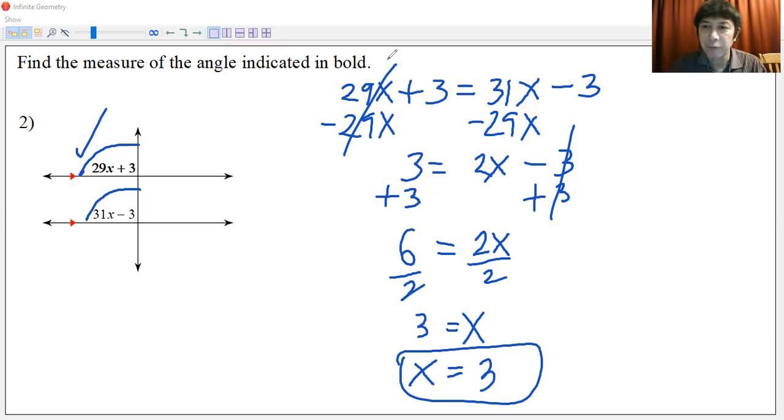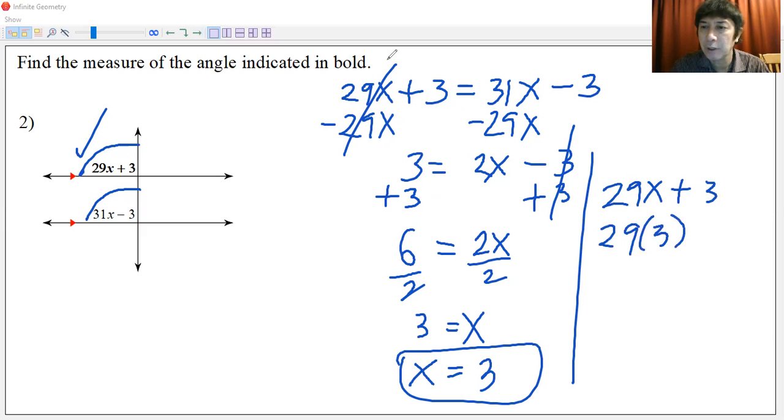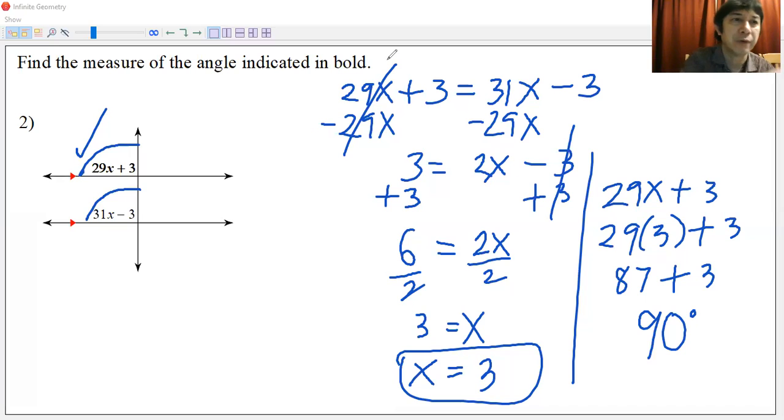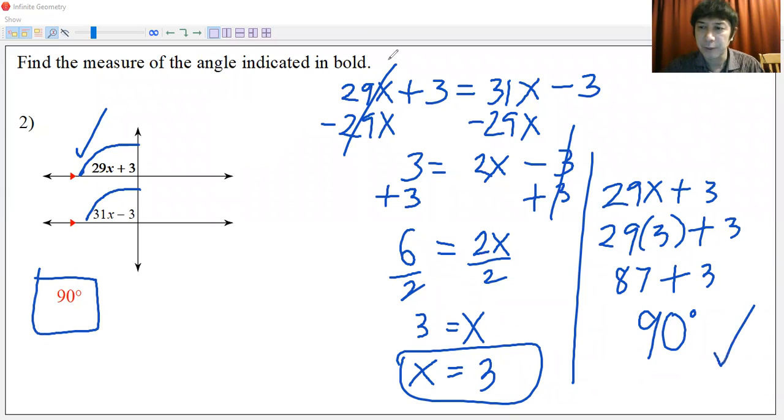All right, so we have to use the 29x plus 3. And we shall use the 3 now. So 29 times 3 plus 3. So we have here 87 plus 3. That should be 87, plus 3, we have 90. Okay, so the answer for the angle is 90. We shall check and verify. And there you can see the red number, 90 degrees there. And so this is correct.